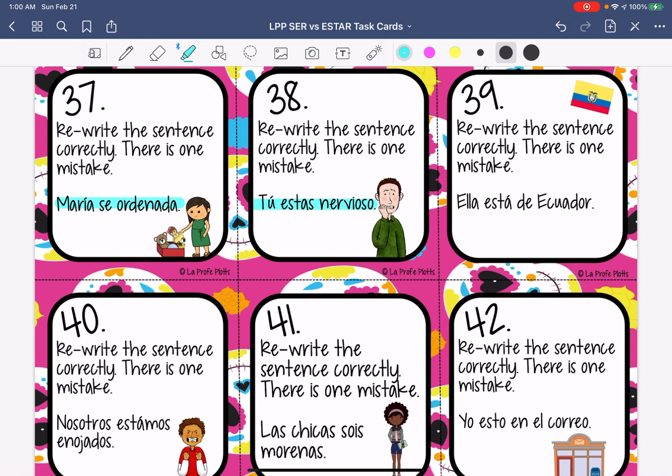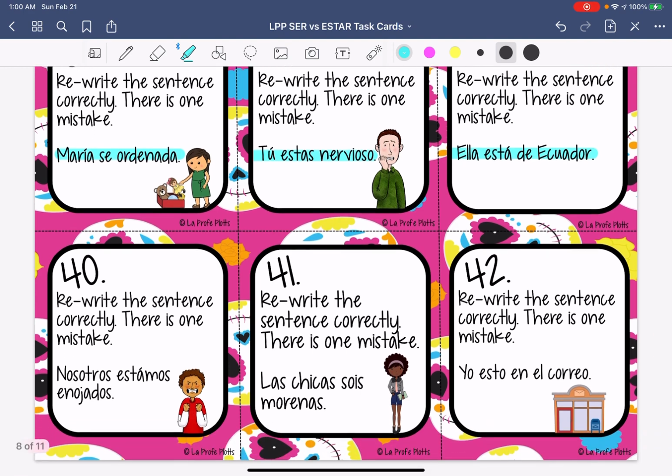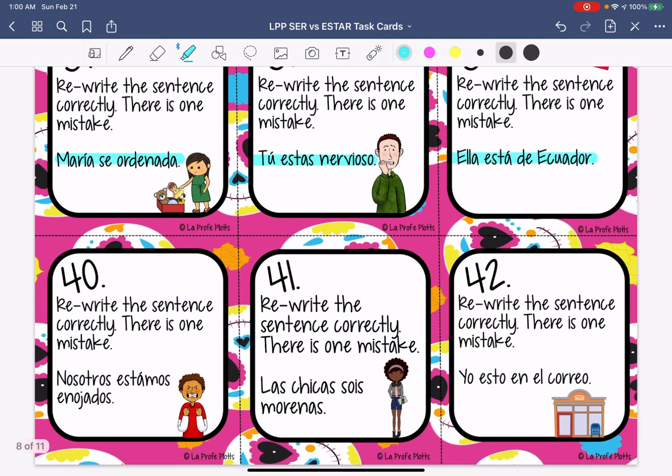Okay, 39. Ella está de Ecuador. Okay, 40. Nosotros estamos enojados.